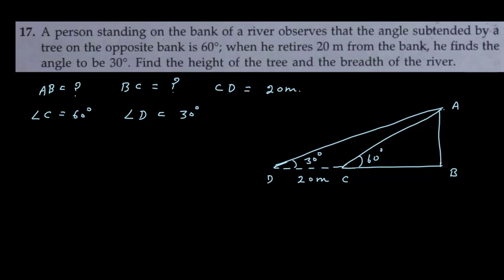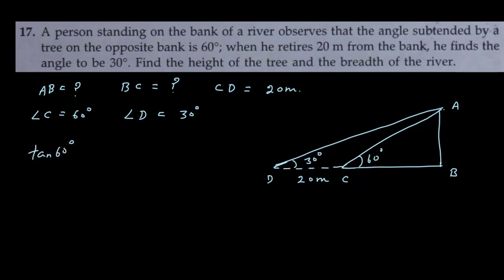Let us assume that this BC is X and CD is already given. I have to assume only BC, or let us keep these terms as they are. Let us first see what I will get when I apply tan 60 degree.